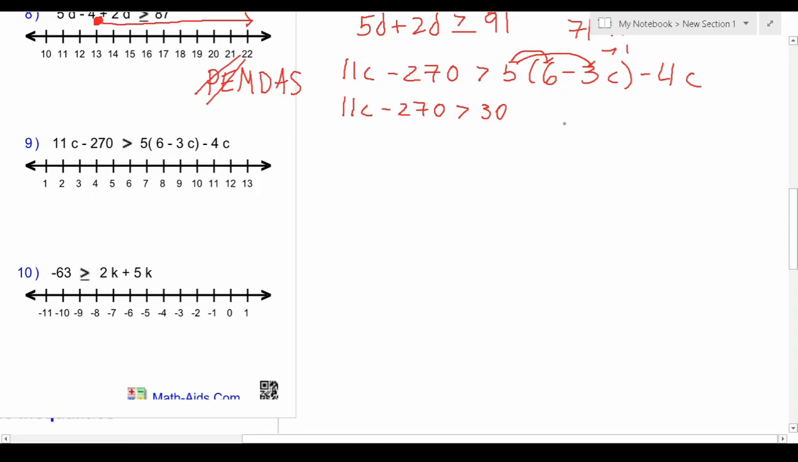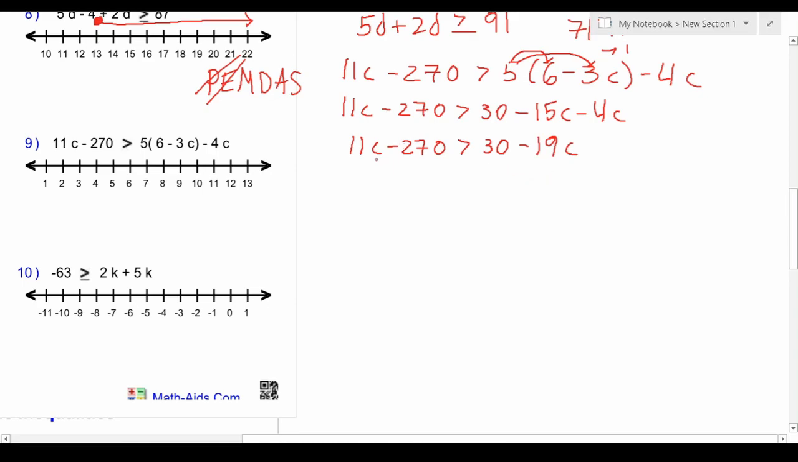5 times negative 3c is negative 15c. And then we're left with negative 4c hanging off at the end there. Let's go ahead and combine like terms on this side of the equation. As we can see, we have negative 15c and negative 4c. So again, let's just copy down this left side of the equation without doing anything just yet. Again, that's greater than 30. And here we have, as you can see, negative 15c minus 4c. That's going to be negative 19c.